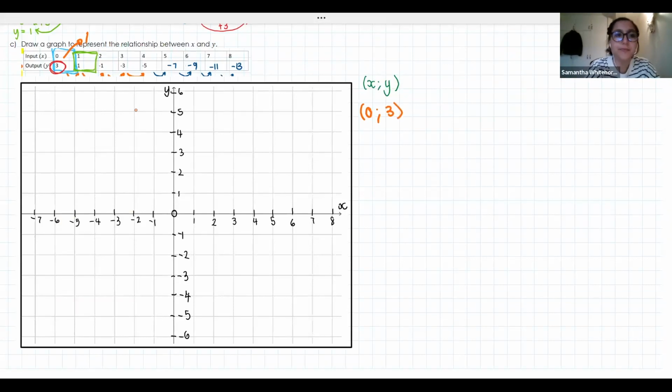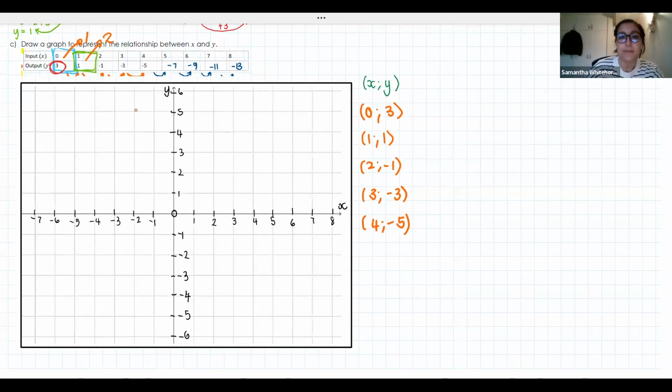The first input was 0. The output there was 3. If we look at our second one, our input is 1, our output is 1. And we can keep going along our table and writing down our sets or pairs of coordinates that we are going to have to plot on our Cartesian plane. Now, you don't have to write them all out. I'm actually going to stop there. I have got them all in the table, so I can just use it from the table. But what you need to remember is that your input and your output form that coordinate pair.